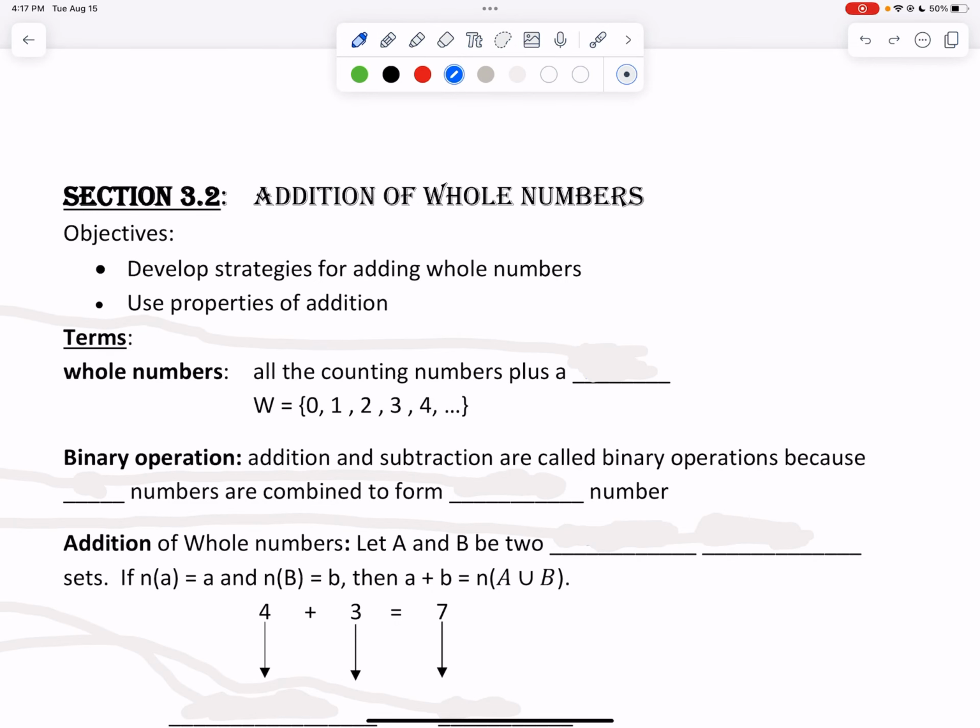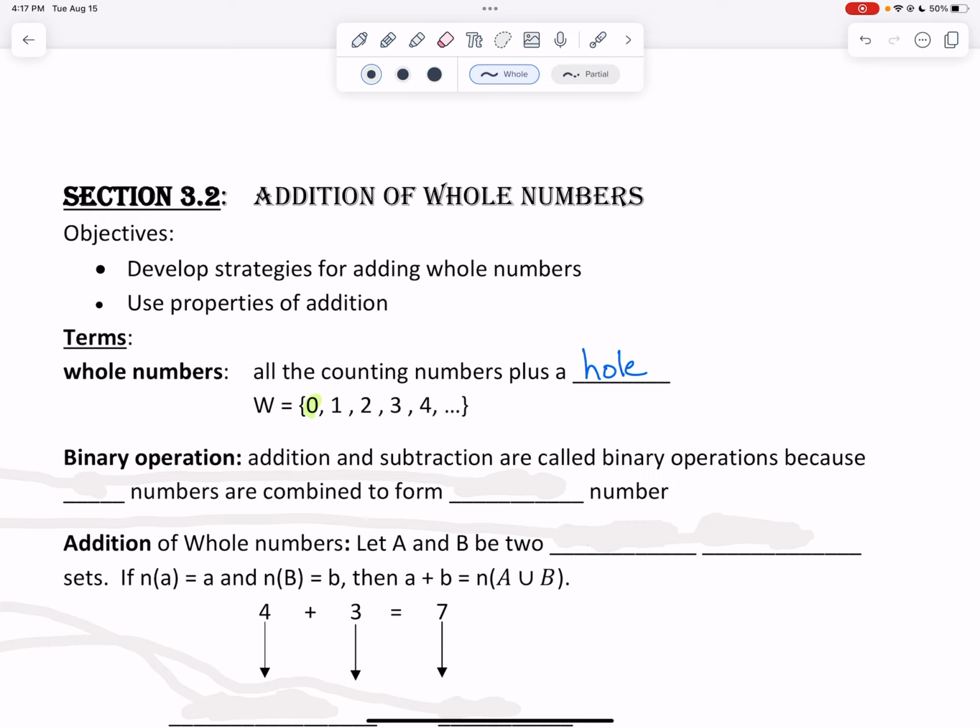So in this section, section 3.2, we're going to be adding whole numbers together. There's a few terms that we need to know. One is the term whole numbers. What in the world are we adding together? My whole numbers are just all the counting numbers. The counting numbers are numbers you count with: 1, 2, 3, 4, 5, 6, whatever. With a whole, and my whole is my 0. So 0 through forever are called whole numbers.